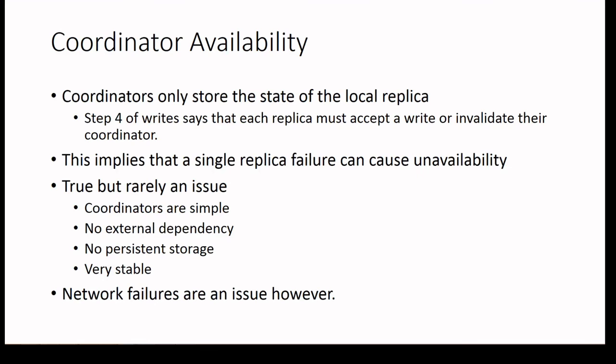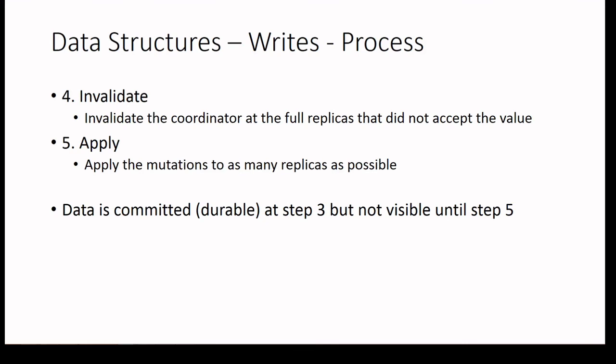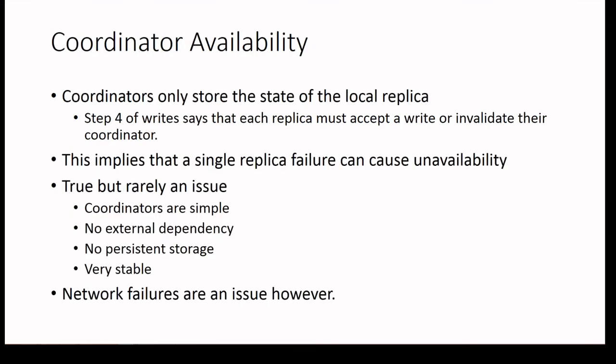According to step 4, each replica must either accept the value or it must invalidate its own coordinator. This implies that a single replication failure can cause the failure of that entire replica. And that is true. That is absolutely true. A single failed write to a replica can shut the entire replica down. However, the writers of Megastore argue that's not really an issue.